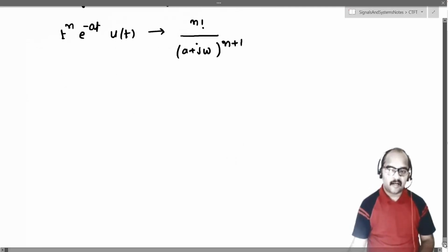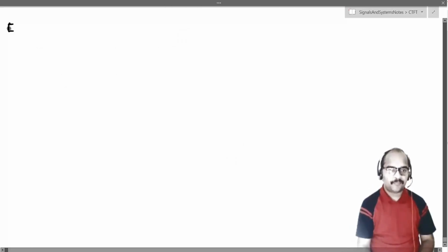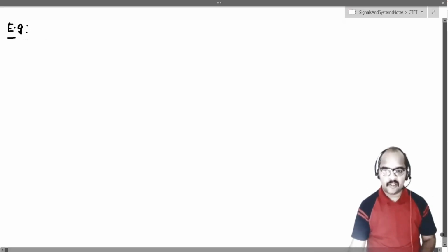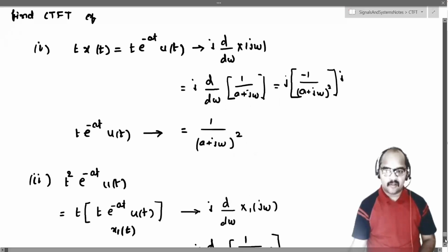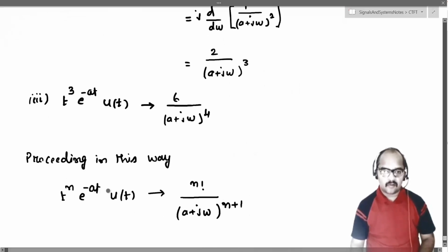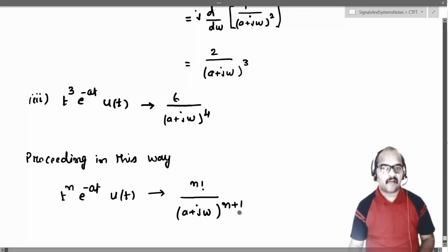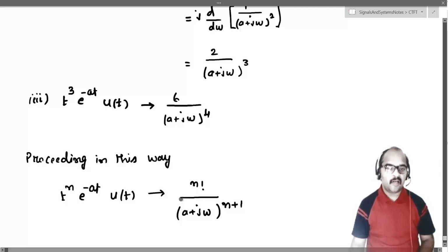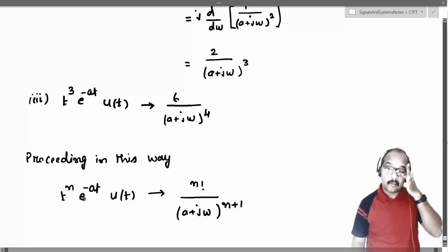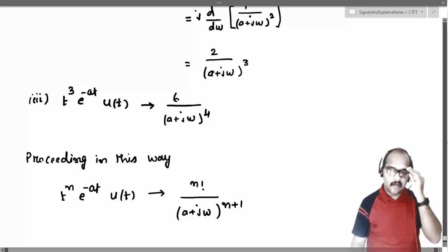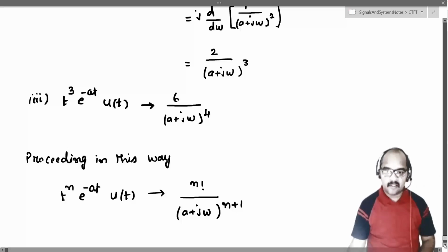Okay, right. So we will take one more example. The previous problem is important, especially the general result is important. So t power n e power minus a t u of t will have n factorial by a plus j omega whole power n plus 1. What happens if n equal to 1, which is a special case? That is t times e power minus a t u of t. That will have 1 by a plus j omega whole square, which we have already seen before.